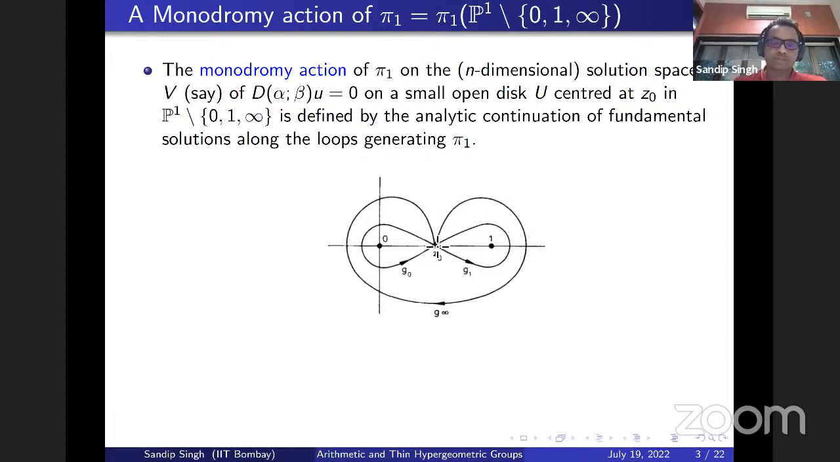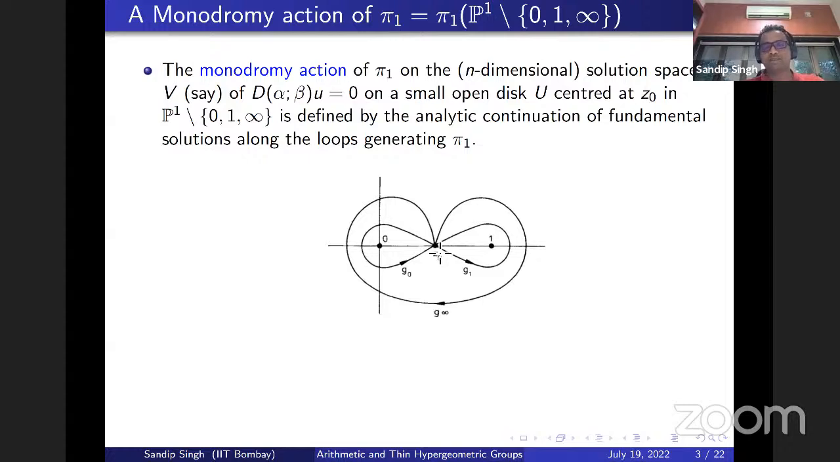And then what we do is analytic continuation along a loop γ0. If you come back to the same neighborhood U centered at z0, we get another set of n linearly independent analytic functions that are solutions of the same differential equation. So we get a change of basis matrix corresponding to each loop. That's how the action of γ0 is defined by the matrix which changes that basis.